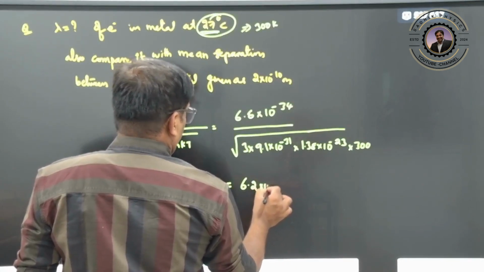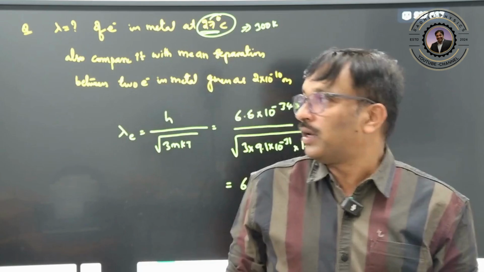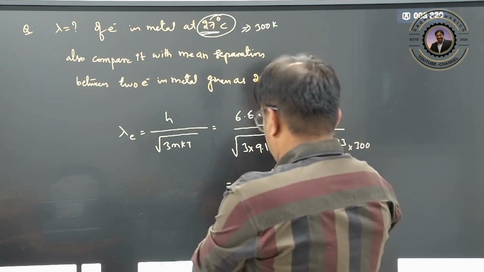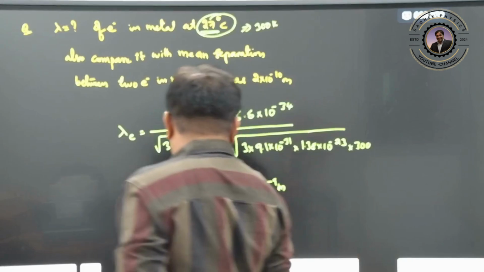6.2 into 10 to the power of minus 9 meters. This is the de Broglie wavelength of our electron. Clear? So we have to compare this one. You have to compare it. So therefore, how much will you get now?